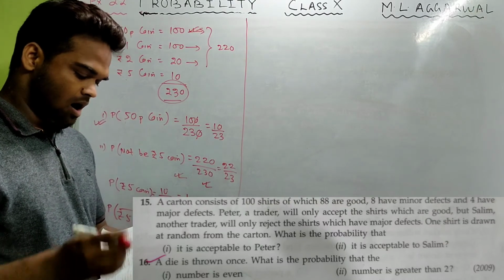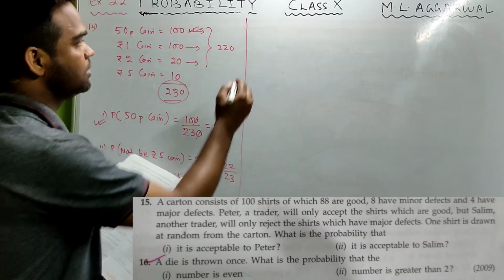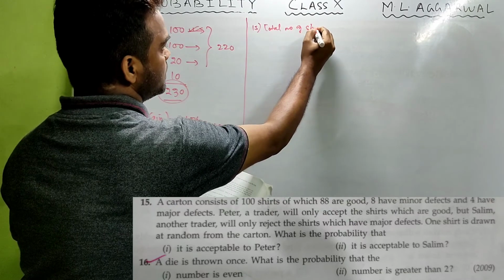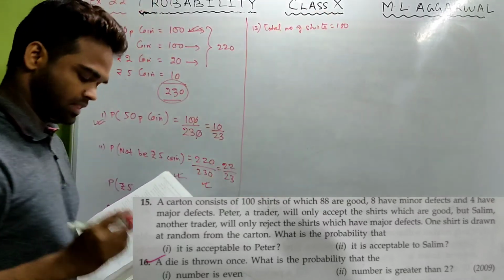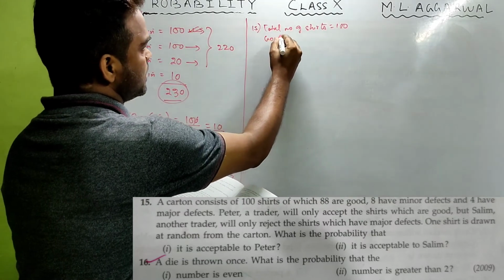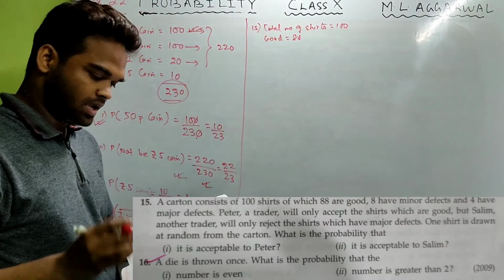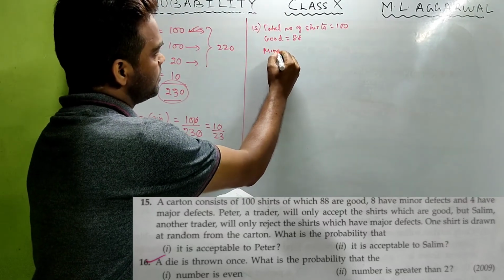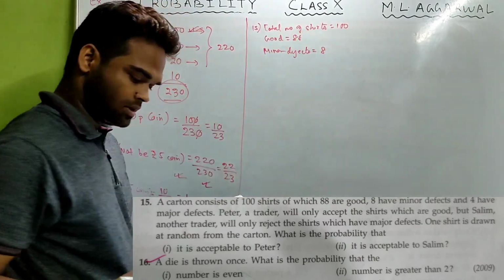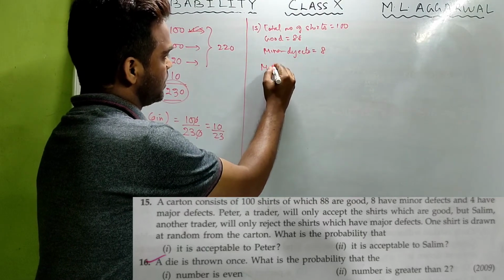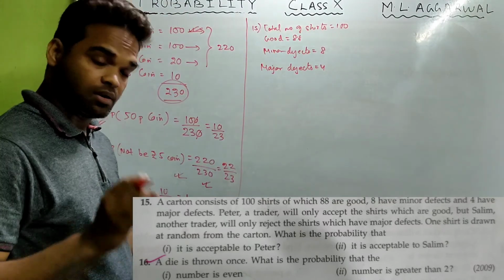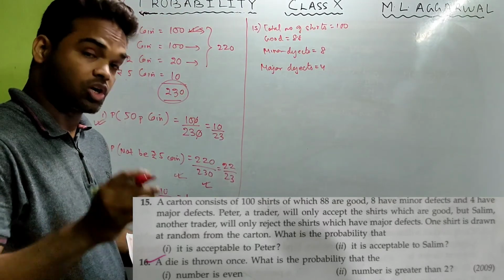Now, number 15. A carton consists of 100 shirts. So total number of shirts is 100. They're told, out of which 88 are good. So how many are good? 88. 8 have minor defects. There's some issue, 8. And 4 have major defect. A lot of problem with those shirts. Major defects is 4. Peter, a trader, will only accept the shirts which are good.